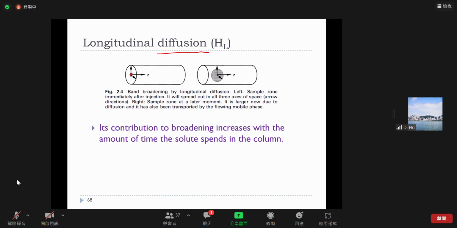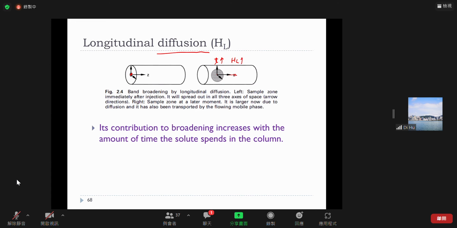And when the compound is passing through the column along the z axis, it is possible for it to diffuse in all directions, right? It's not just along z, it can go up and down and the other way. So the longer time is spent in the column, the more it can diffuse. That means when time increases, longitudinal diffusion becomes greater, right?